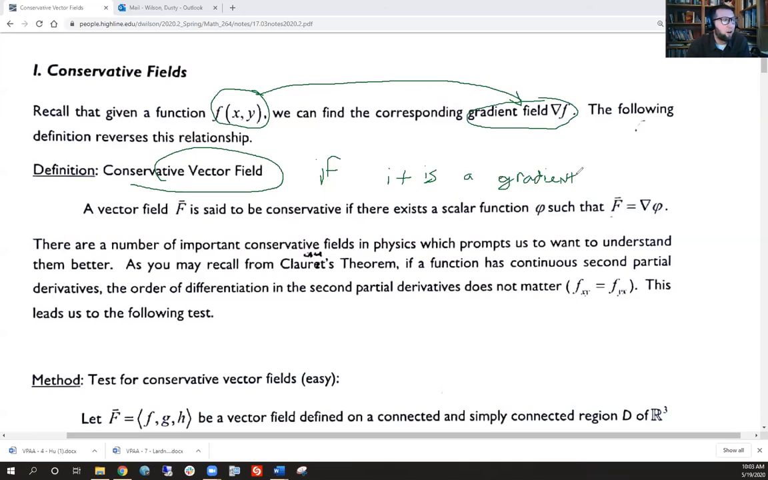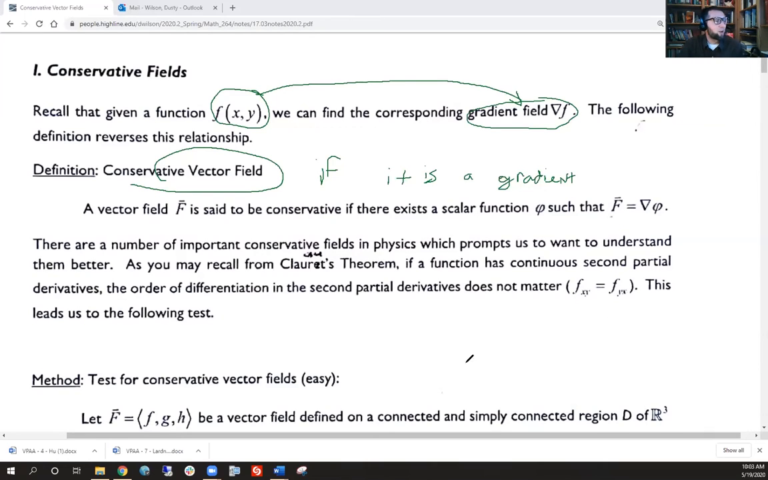So there's all these conservative fields in physics, and we want to understand them better. Just to be clear, if you've had physics, I think that you'll find some nice connections here, and I think you'll enjoy that particular part of the section. But for those of you that have not had physics, I think you'll be just fine. The math stands on its own. You'll just miss a little bit of the beauty and wonder of the whole situation.